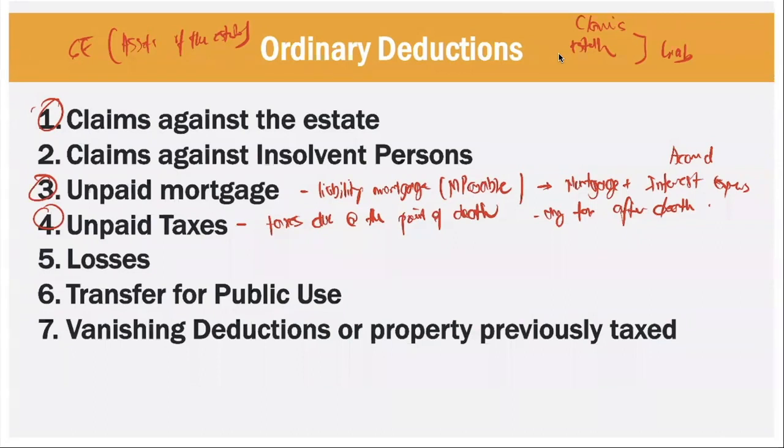Next, we have your claims against insolvent persons. If you still remember, we have discussed this one as part of your inclusions. We know this one as your receivables or your net receivables. When we talk about your net receivables, aside from the face amount, we include any accrued interest income, because accrued interest income is considered as an addition to your gross estate.